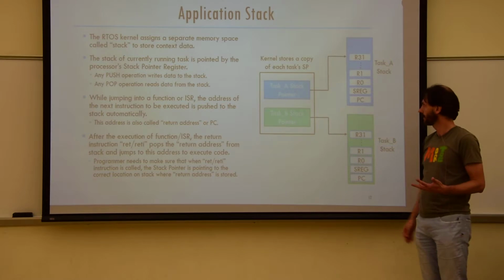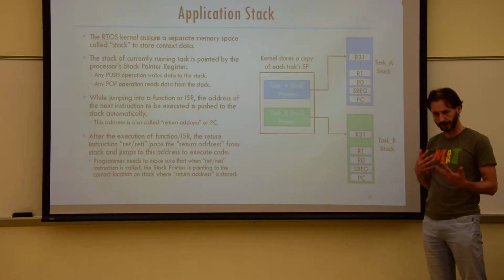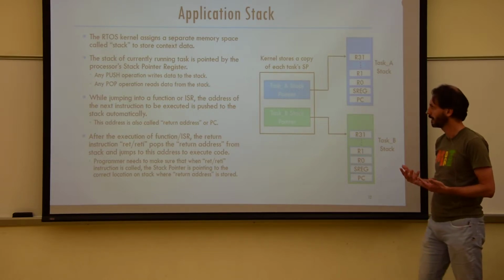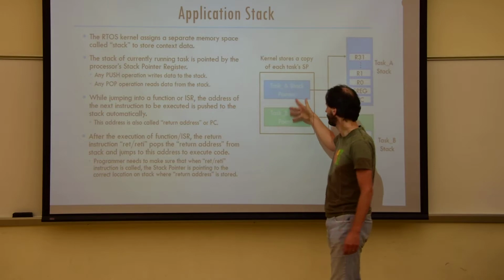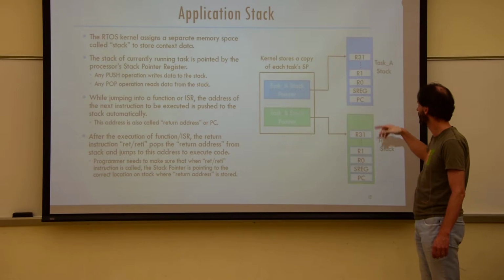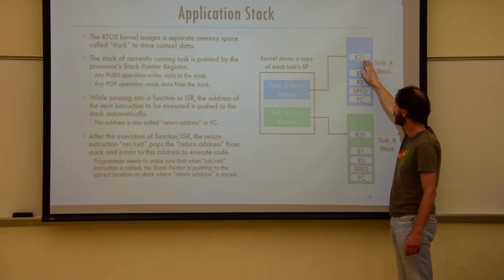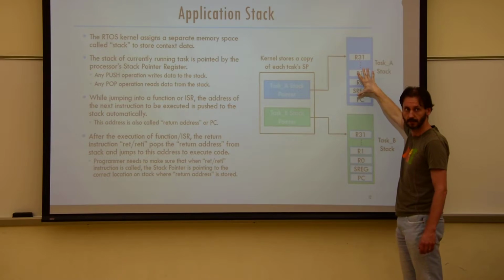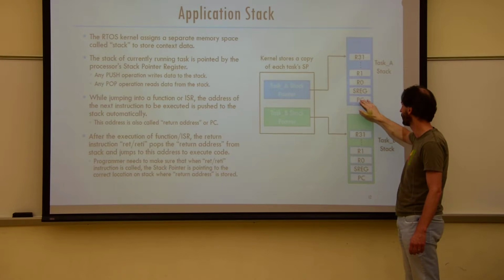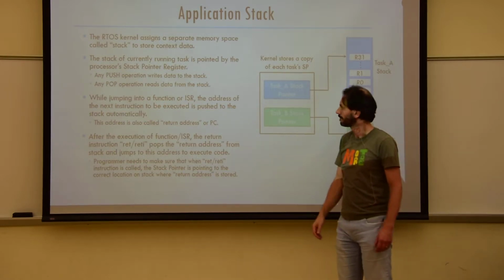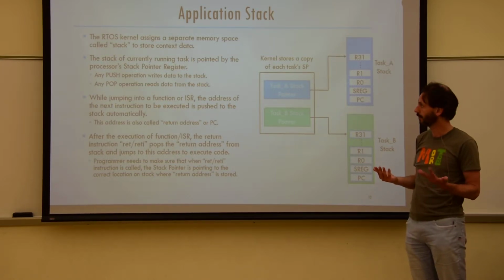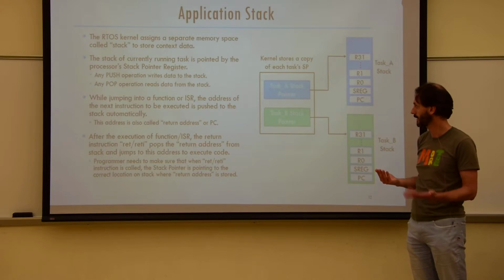So what about this application stack? That's important, because when we talk about popping and pushing, we're talking about manipulating the stack effectively. Here we have a slide on that. Say we have two tasks, they each have a stack pointer, and that pointer points effectively at the context of that task: all the register values, the status register, and also the program counter. The stack of the currently running task is pointed to by the processor stack pointer register.